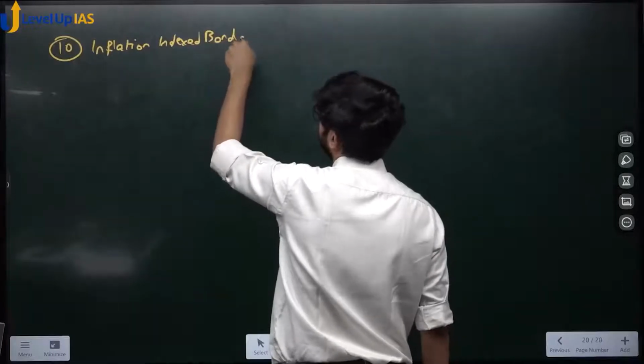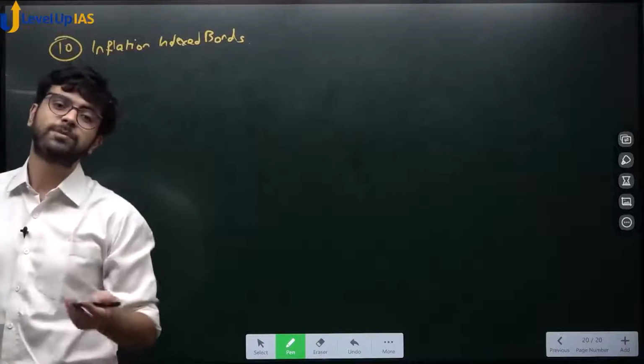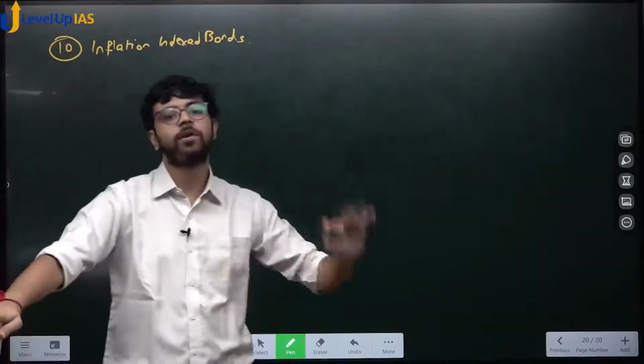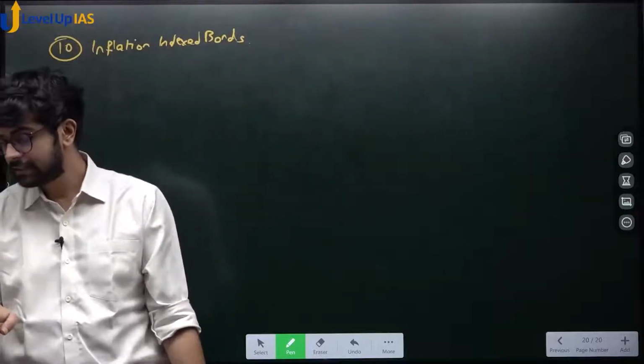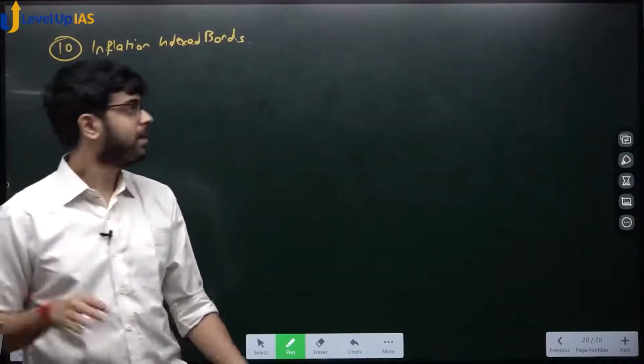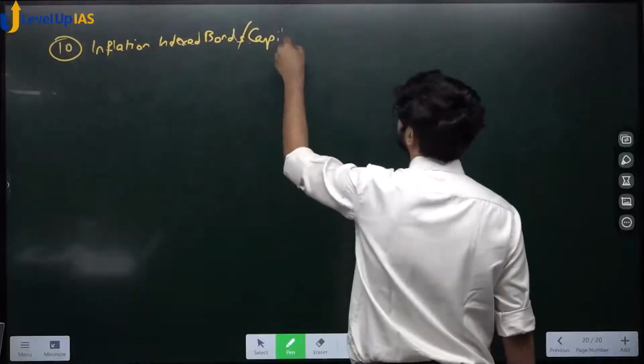There are various types of bonds which are issued. There are capital index bonds which show that your capital cannot go below a minimum amount, etc. बहुत सारा है. The very important part: see inflation index bonds and capital index bonds. They are more or less similar in nature. So I will write it here.